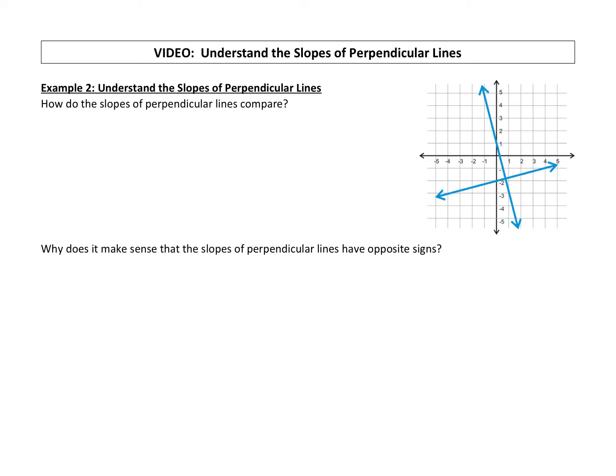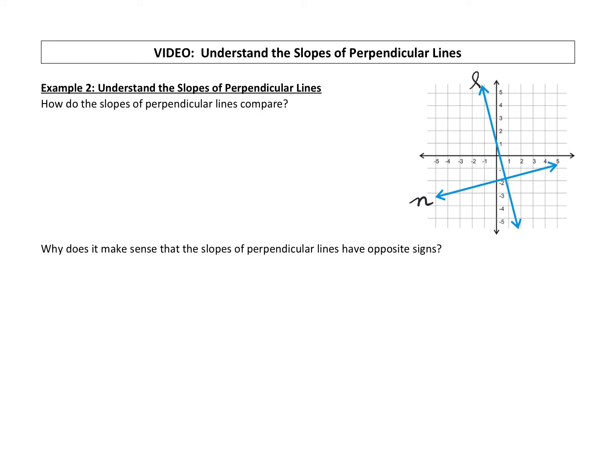We're going to work on understanding the slopes of perpendicular lines in this example. So our question is, how do the slopes of perpendicular lines compare? Let's take a look at our two lines here. I'm actually going to label this one line L and this one line N. So if I talk about line L and line N, now I know which line we're talking about.